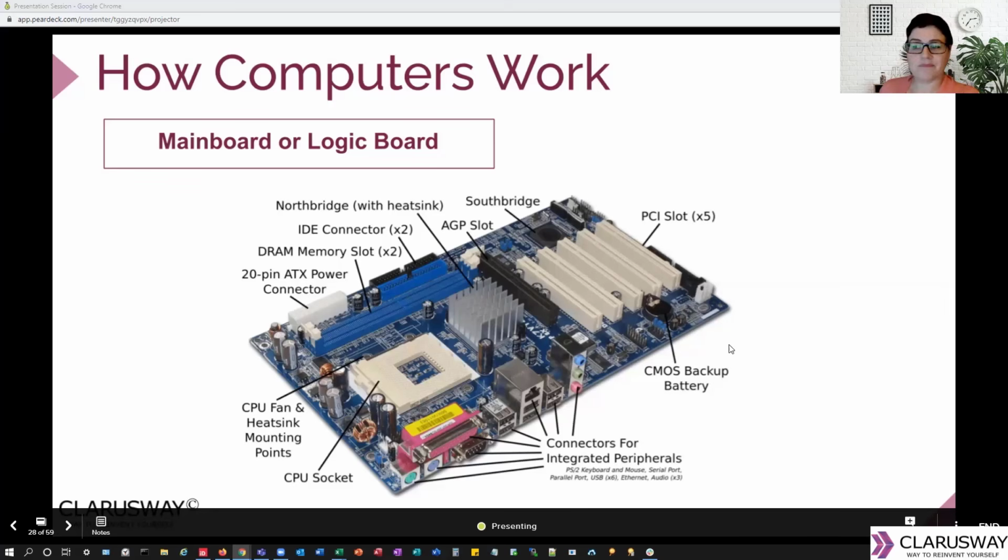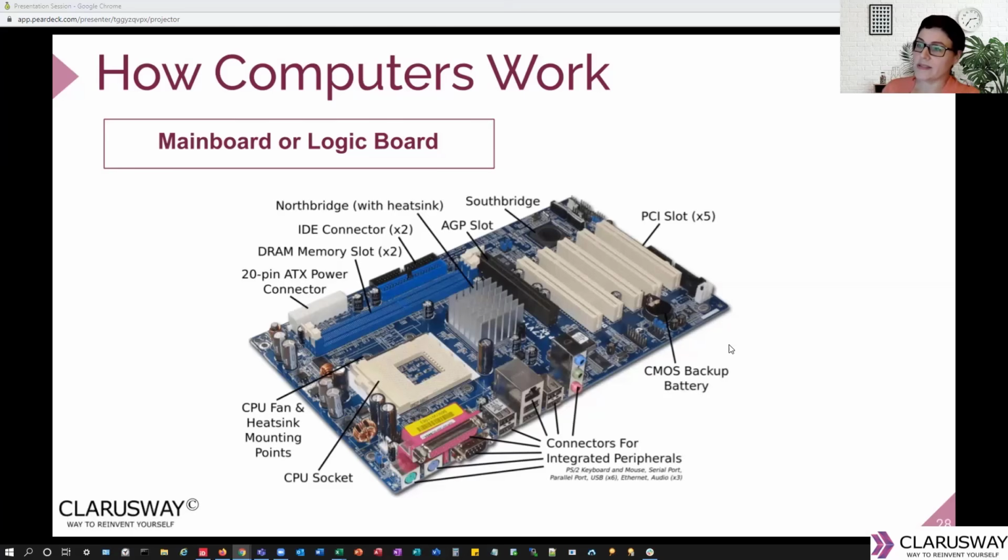So it's not powering a whole lot. Once the system actually needs to power up and process more complex instructions, the CMOS battery is not going to hack it. It's only reserved for basic instructions.